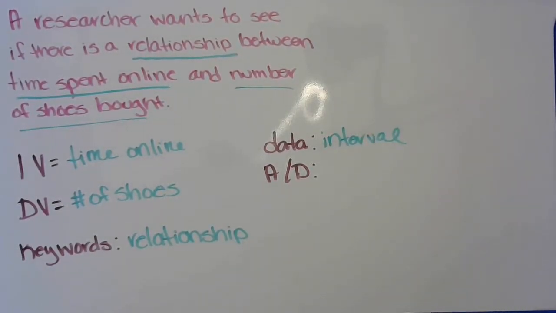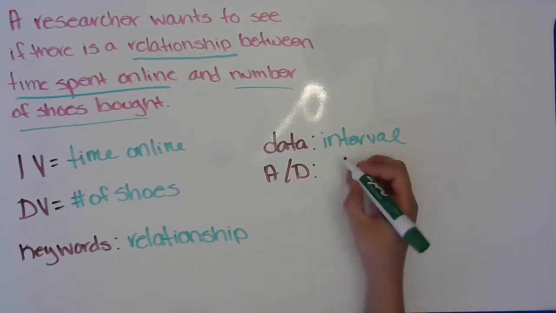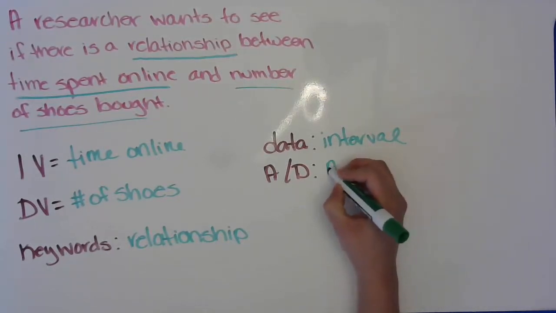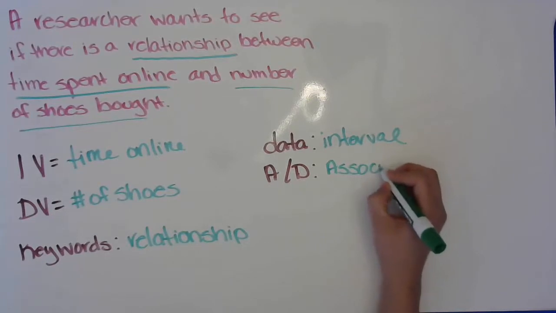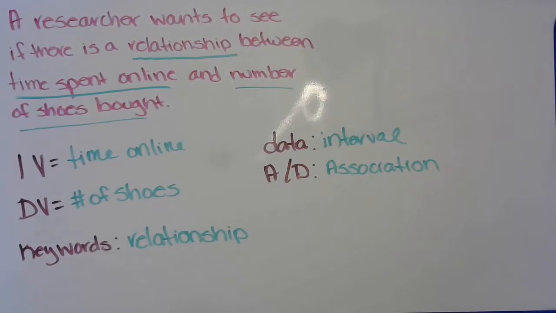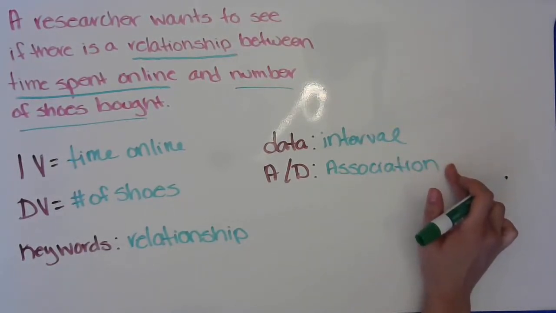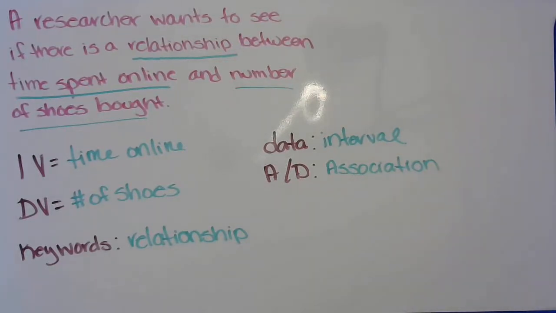And for the last part, are we looking at a hypothesis of association or difference? Now, a hypothesis of association looks at the relationship of two variables. Since we have this keyword here, relationship, and we have our variables of time online and number of shoes, that means that we are dealing with a hypothesis of association. And since a Pearson R deals with interval data and a hypothesis of association, now we can be sure that we are dealing with a Pearson R.